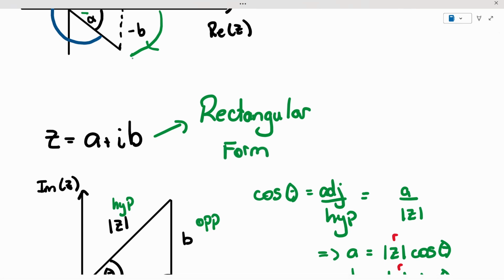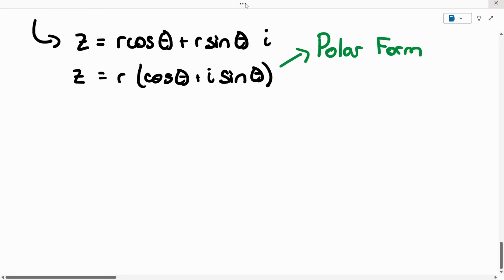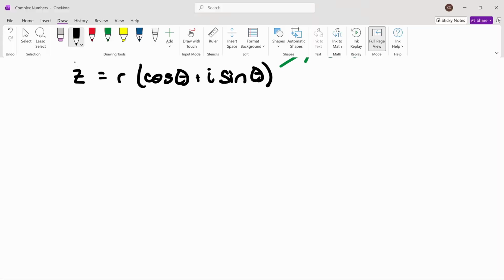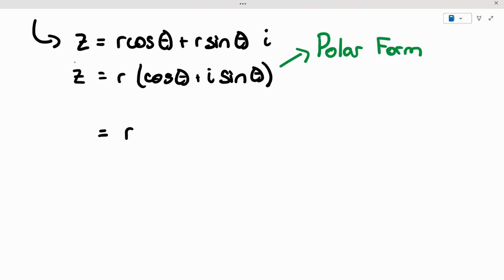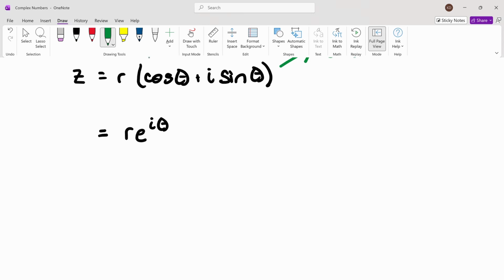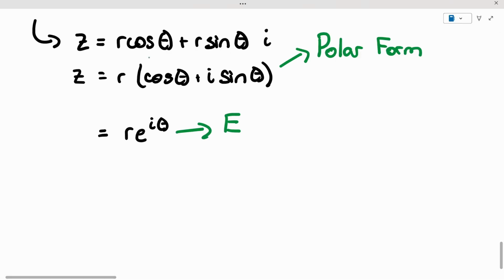Right? And we can actually go one step further from the polar form and we can say, okay, let's write this complex number as r e to the i theta. And what is this? This is the exponential form of a complex number. Right? So in the next part of this video, we'll look at why the polar form is so useful.